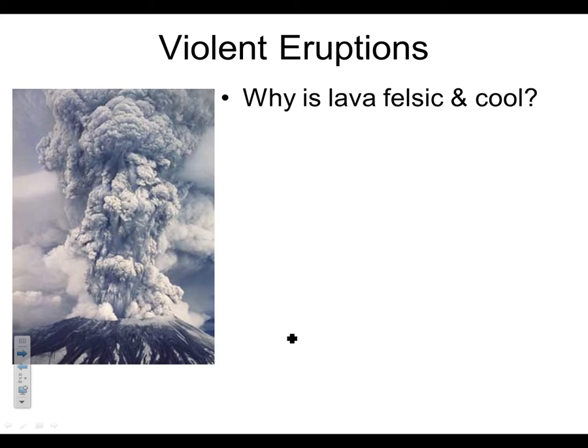The next question, though, is why are these explosive eruptions? They're explosive because the lava is felsic. So the why is it's felsic lava. Now, why is it felsic lava? Because they're usually in the continental plates. Okay, so it's felsic lava. And why is it felsic lava? Because they're on continental plates. Now, why does that mean they're felsic?